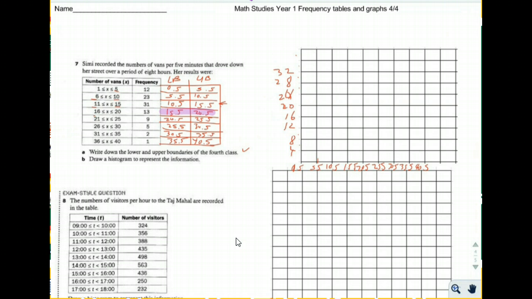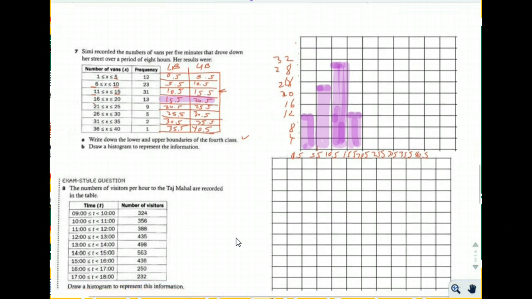Okay, and then we'll mark the first one, the frequency is 12. The second range, which is 5.5 to 10.5, the frequency is 23. That would be pretty close to 24. 10.5 to 15.5, the frequency is 31, so it'll be close to 31. 15.5 to 20.5, frequency is 13. Okay, and you can continue on to the last one.